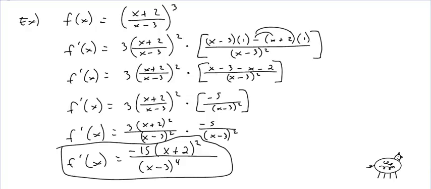Okay, let's try another one here. Got 2 more examples. Let's do y is equal to cosine of x times (2x plus 3) to the negative 4th power. Okay, looks kind of brutal, right? Yeah, kind of. You could do it both ways, but I like to have positive exponents.